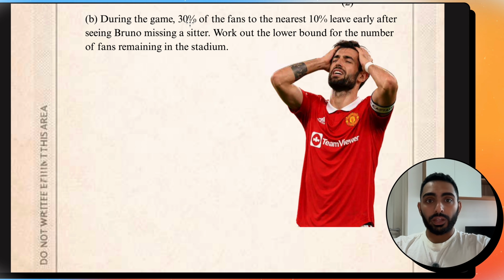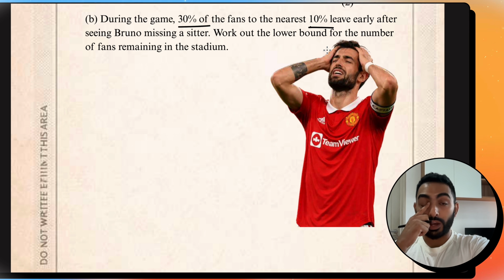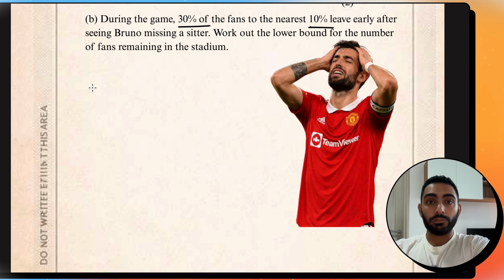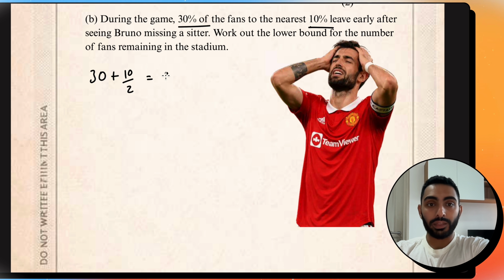Part B, during the game, 30% of the fans to the nearest 10% leave early after seeing Bruno missing a sitter. Work out the lower bound for the number of fans remaining in the stadium. If 30% to the nearest 10% have left, we want to find out as many people leaving as possible. We want to find out the upper bound of this, which would be 30 plus 10 divided by 2. 10 divided by 2 is 5. It'd be 35.